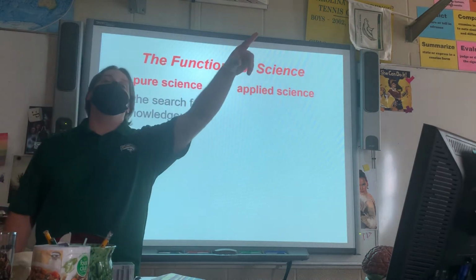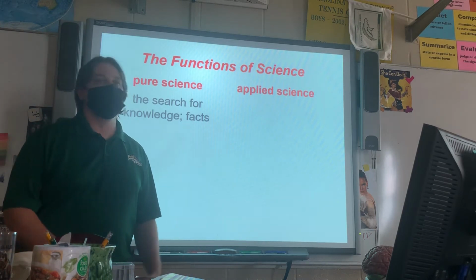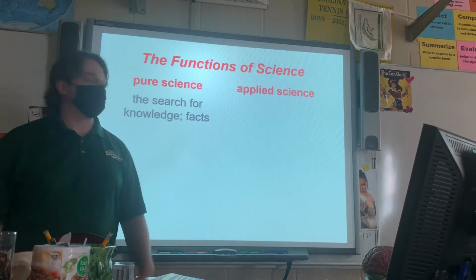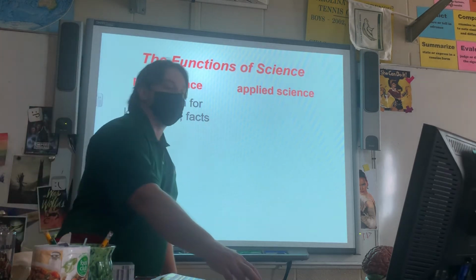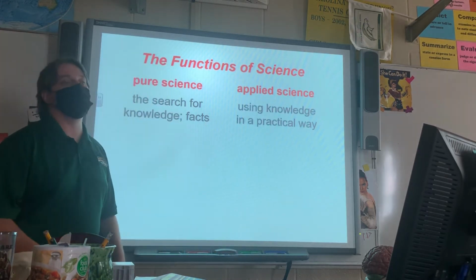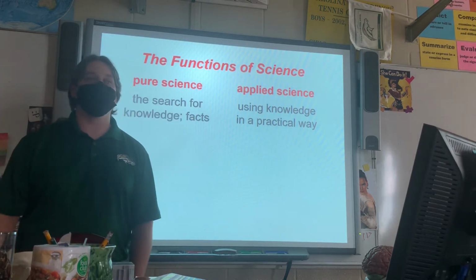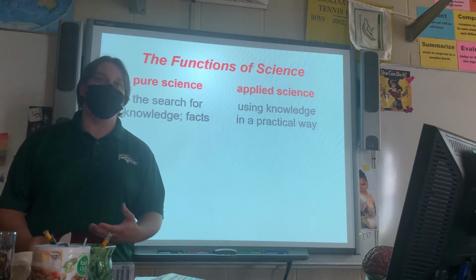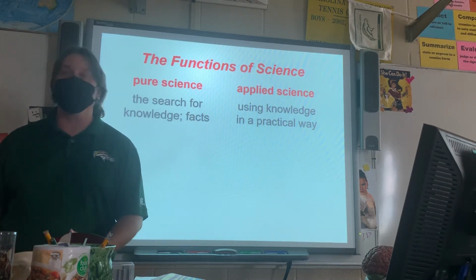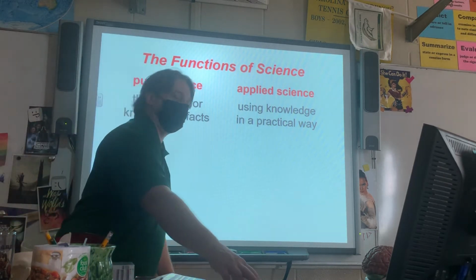Oxygen is number 8 up there on the periodic table. It's O. It has a mass of 16. It has an atomic number of 8. That's all pure science, okay? Applied science is where you take that knowledge and you do something with it. Since I know oxygen has a mass of 16, then I know it will combine with hydrogen in this way to make water. That's applied science, doing it, building something.